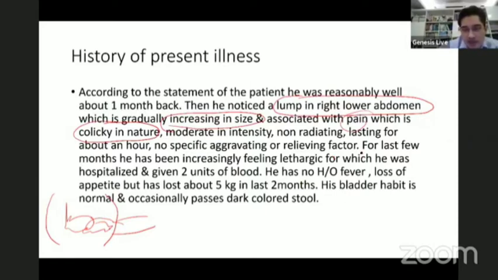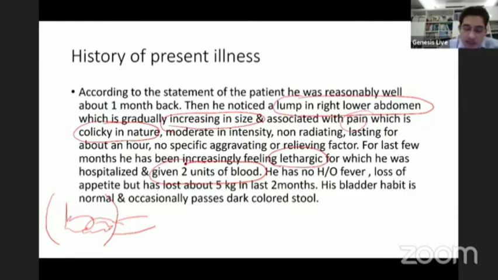So the patient would also complain that for the last few months, he has been increasingly feeling lethargic, for which he was hospitalized and given 2 units of blood. That means the patient had a history of blood loss, and for which he has been given 2 units of blood.